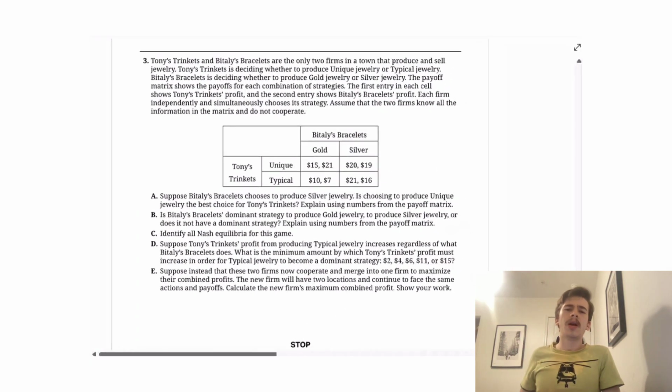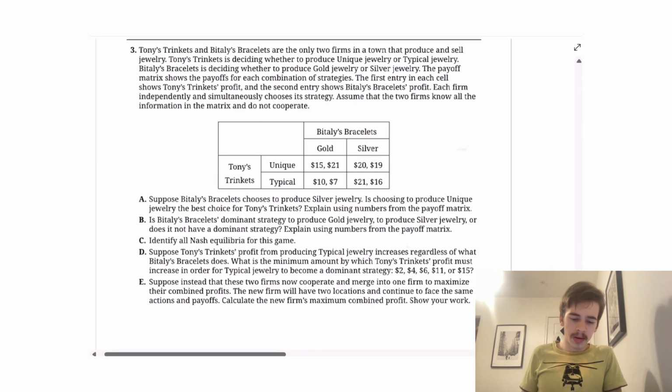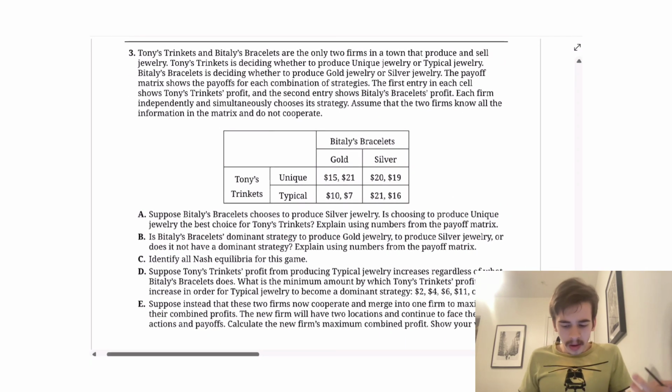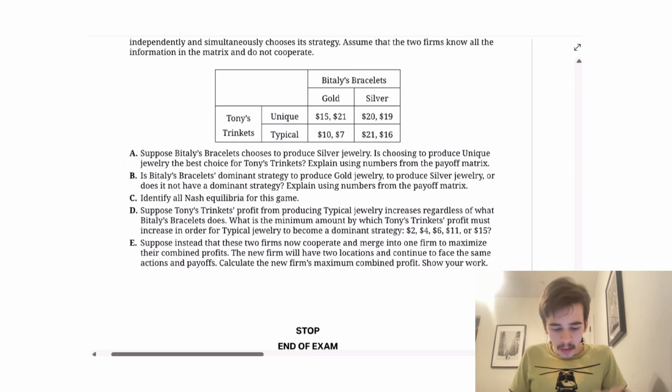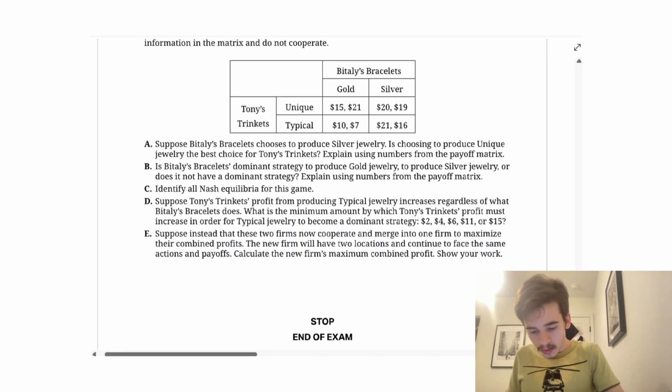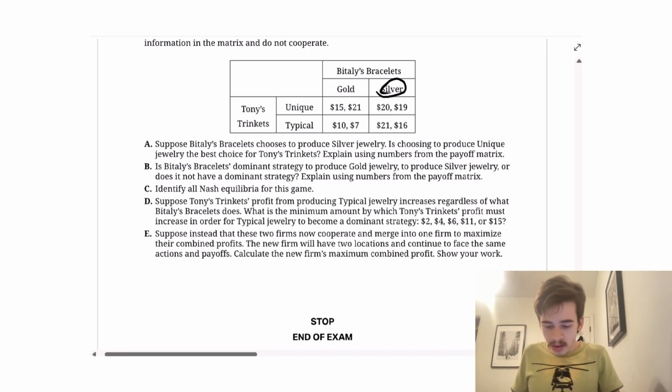3, game theory. I'm a fan of game theory, oligopolies. This one was kind of easy. I'm not going to read all that scenario. Hopefully you're familiar with it. Now, suppose Beverly's Bracelets chooses to produce silver jewelry. Okay, so there goes silver. Is choosing to produce unique for Tony's Trinkets the best choice?